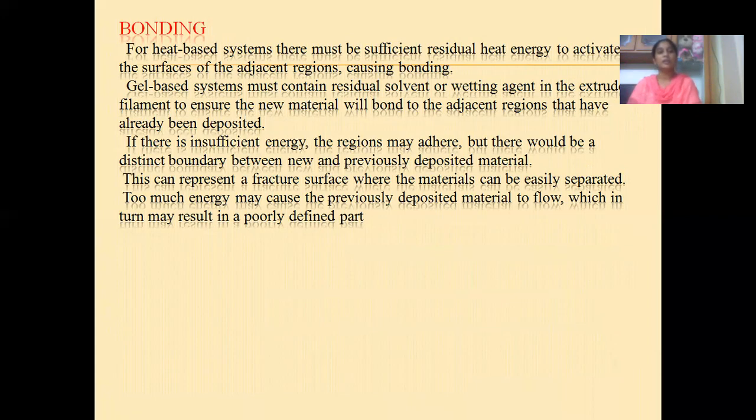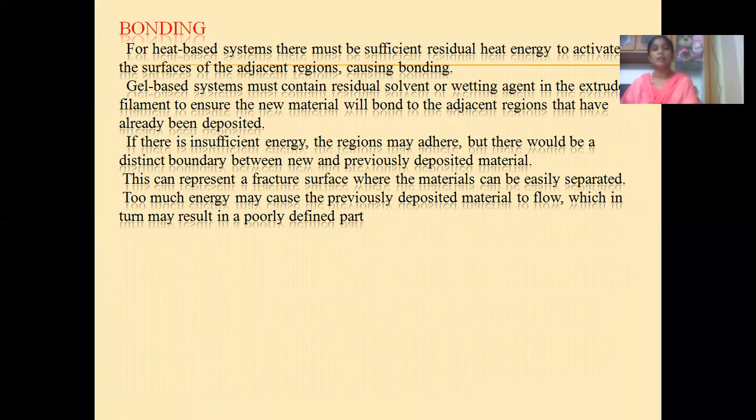Next, bonding. Bonding is nothing but the heat-based system. There must be sufficient residual heat energy to activate the surface of the adjacent region, causing bonding. Gel-based systems must contain residual solvent or wetting agent in the extruded filament to ensure the new material will bond to the adjacent regions. If there is sufficient energy, the regions may adhere, but there would be a distinct boundary between new and previously deposited material.